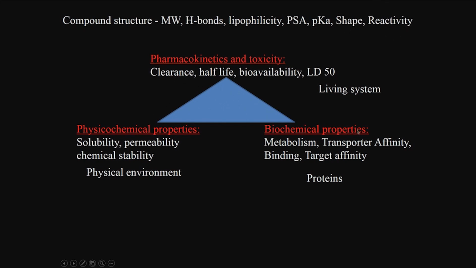Now, three things are connected with each other: the physicochemical properties, that means solubility, permeability, chemical stability, and the pharmacokinetics and toxicity, that means the clearance from the system, the half life, the bioavailability, the lethal dose, that is with respect to the living system. And here with respect to the proteins, the metabolism, the transporter affinity, binding to protein, target affinity. So, all these are interrelated.